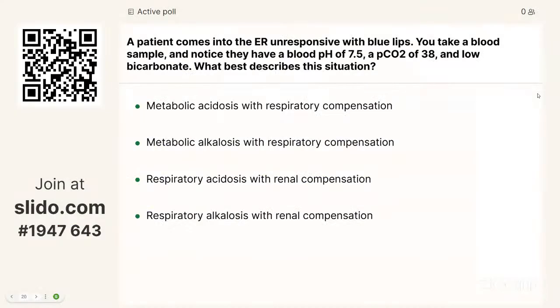I'll leave you with a final question to answer before you go. So a question about this might look like this. This is how you might be assessing things.